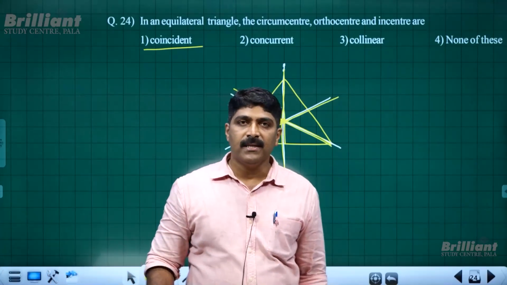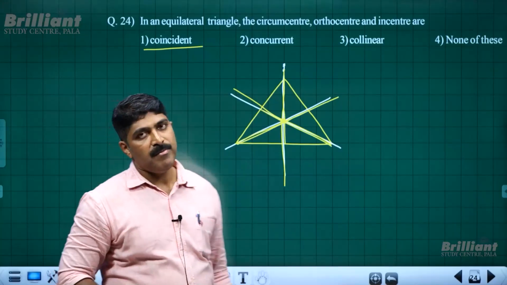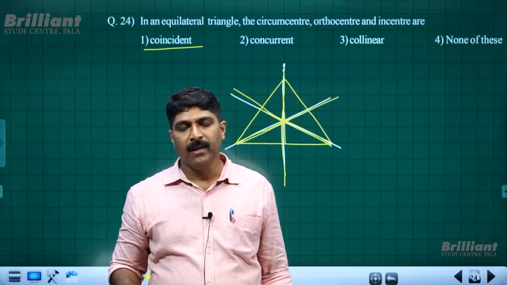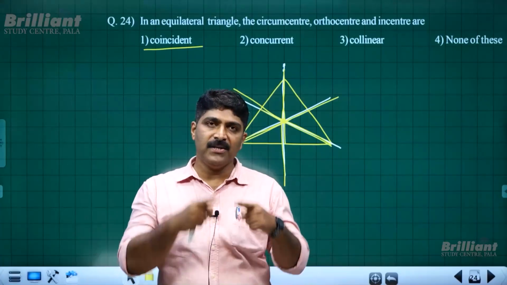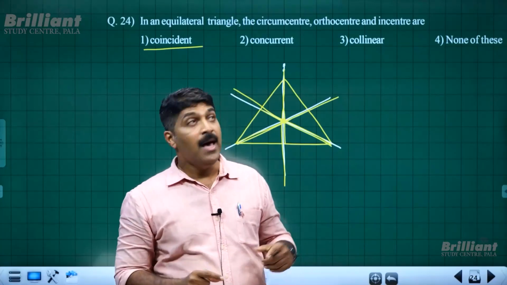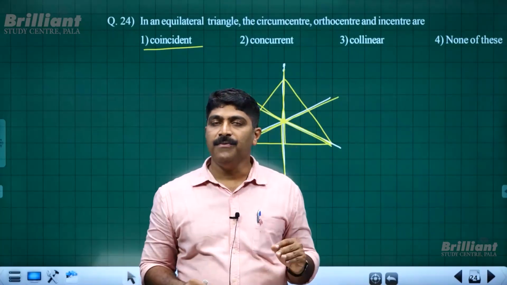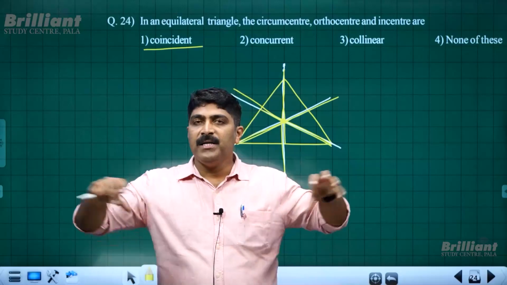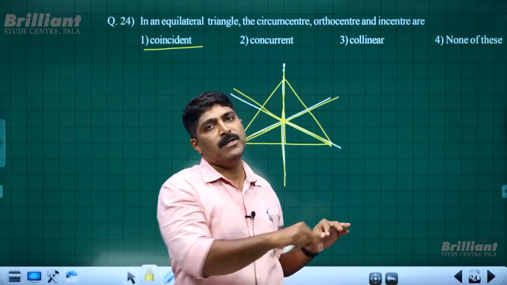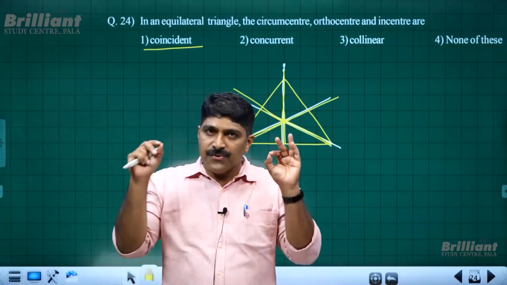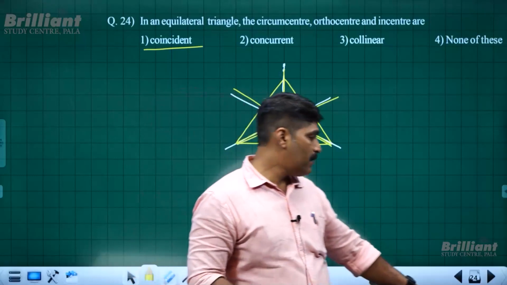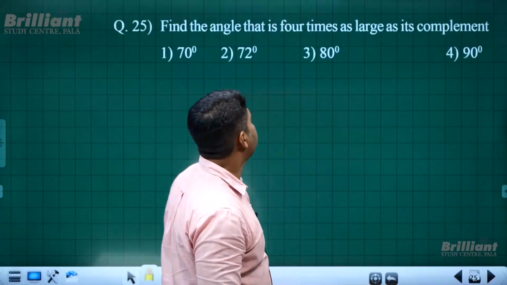Then what is the meaning of the term concurrent? Concurrent means, whenever we consider multiple lines in a plane, they pass through a common point; that point is the point of concurrency. And what is collinear? If you consider many points in a plane and connect all those points together, and we get a straight line, those points are called collinear. So here it's a concept-wise question, and now our final question.